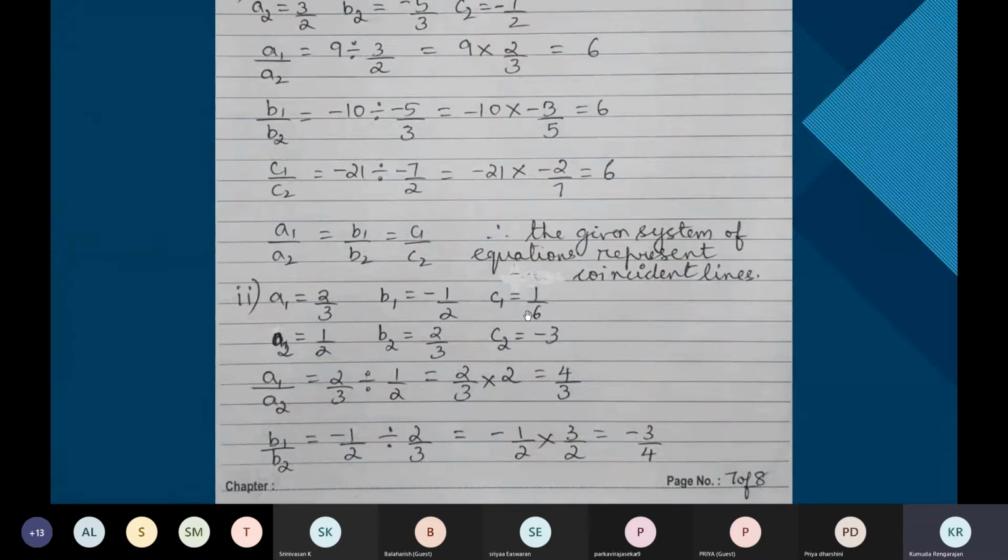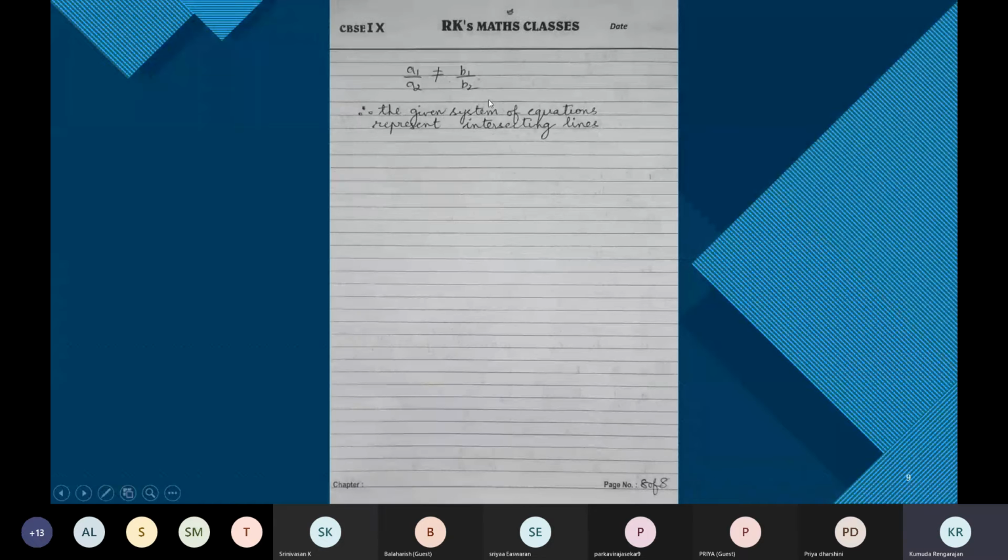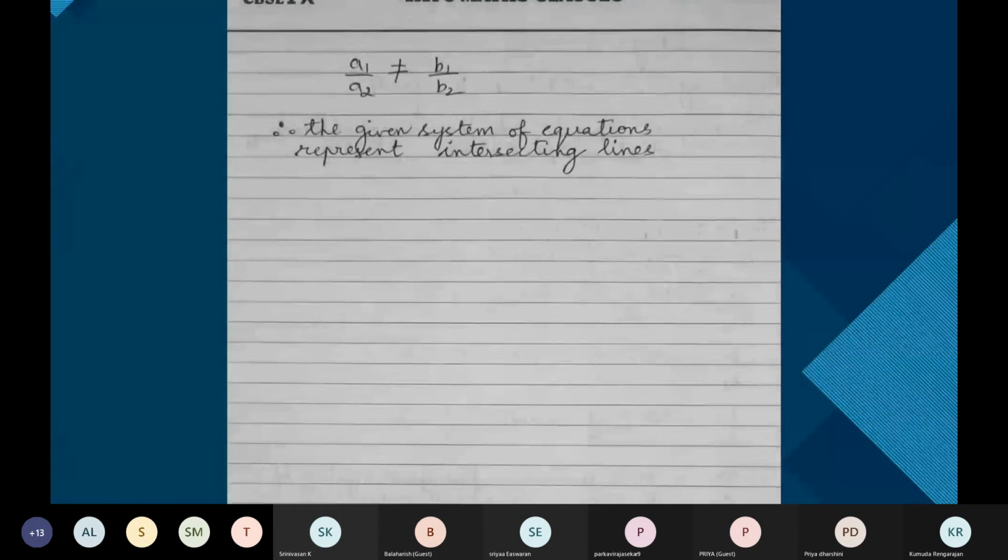You don't have to find C1 because you can see A1 by A2 is 4 by 3. B1 by B2 is minus 3 by 4. Straight away, they're not equal. That means they have a unique solution. Because A1 by A2 is not equal to B1 by B2, the given system of equations represents intersecting lines because they have a unique solution. They represent intersecting lines.